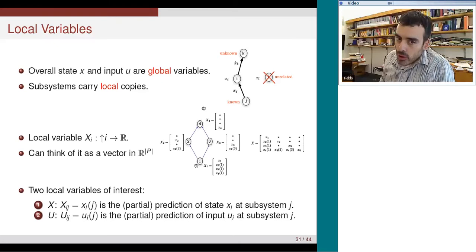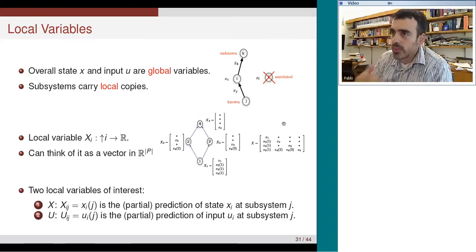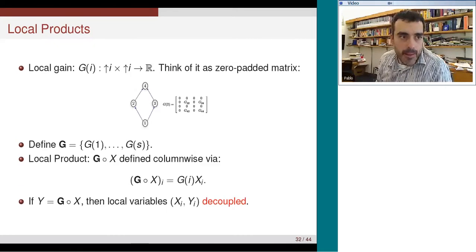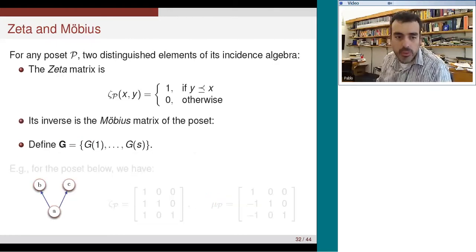I can collect all this information into a matrix, and by construction, this will have the structure of the poset. This represents the state variables that my controller is going to have. This is a notion of local products, local gains, which we can ignore. These are just local controllers at every point in time. Again, it's just notation and not important.